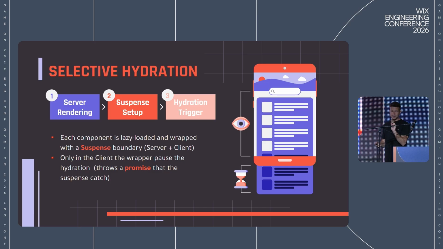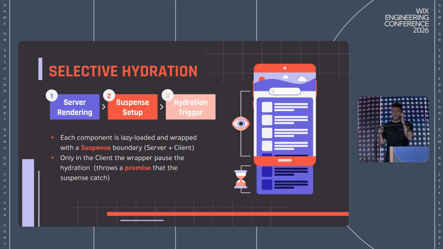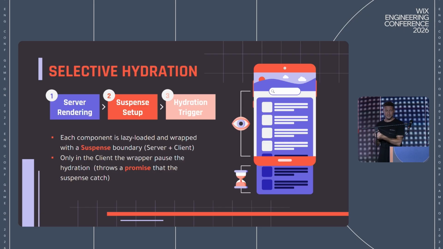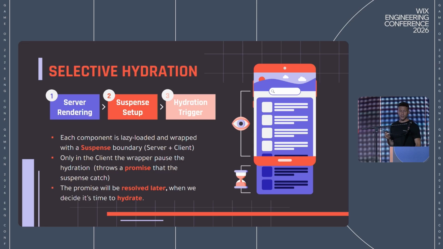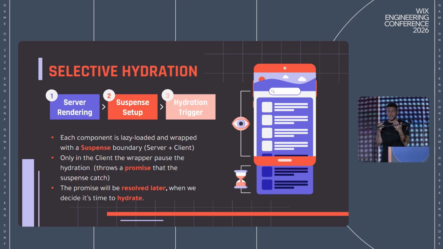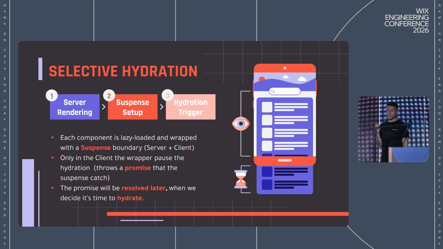When the app runs on the client, those wrappers inside the Suspense boundary can pause hydration. They throw a promise object that the Suspense catches, pausing hydration for that component. I know it sounds strange, but React decided that this is the way to pause the rendering process: by throwing a promise object from inside the Suspense boundary to the Suspense component. I'll show it in the code example in just a second. And as I said before, it's not documented anywhere, but it works. The promise will be resolved later when we decide it's time to hydrate.